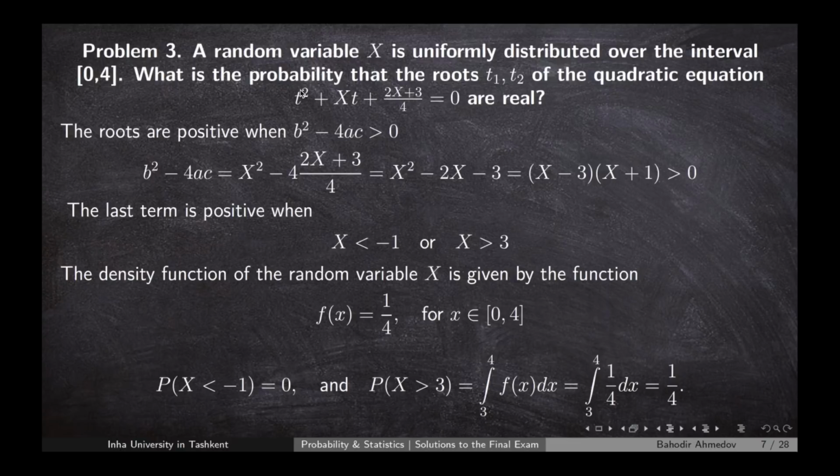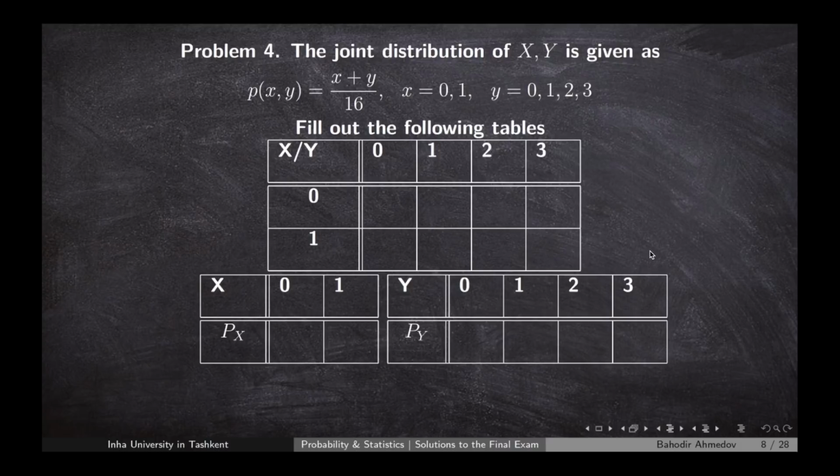So problem number 4 is on the joint distributions. In a discrete case, the joint probability mass function is given using this formula, where x and y are the two random variables. X can take the values 0 and 1, y can take the values 0, 1, 2, 3. So first of all, we need to fill out this table. So this is the table for the joint distribution.